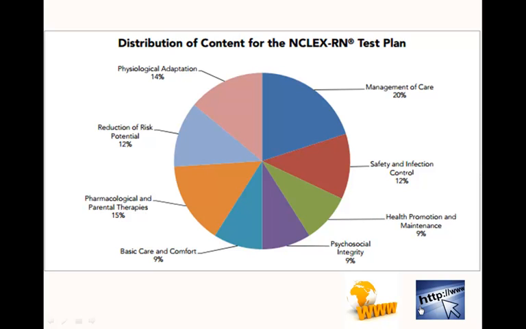So within that category, there will be basic care and comfort, pharmacological and parenteral therapies, a reduction of risk potential, and adaptation. Now you can also see the percentages of how the test is broken out by that pie graph that's in front of you, but you'll see that approximately 20% of the exam is going to be on management of care, and the next largest area will be on pharm at 15%.